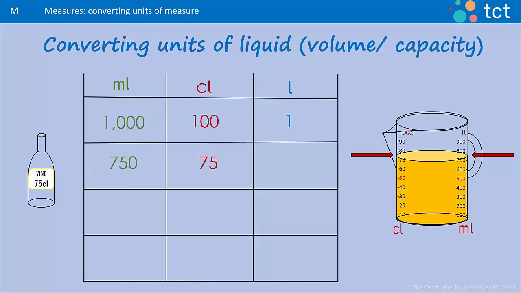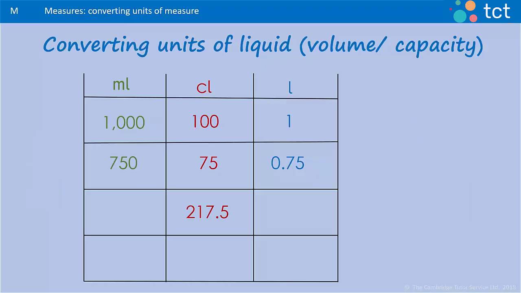For the litres, we don't quite have 1,000 millilitres. We don't quite have 100 centilitres. So we know that in the litres it's going to be less than a whole litre. The litres will be nothing, and then it'll be 0.75. 0.75 litres in 75 centilitres.